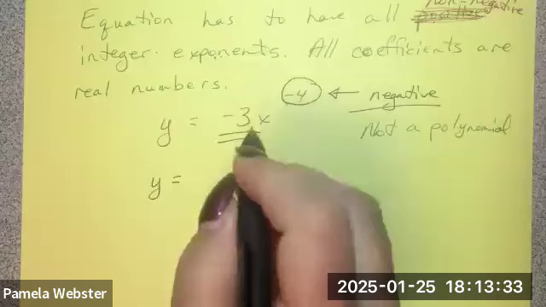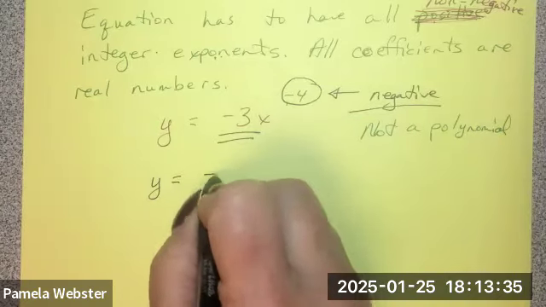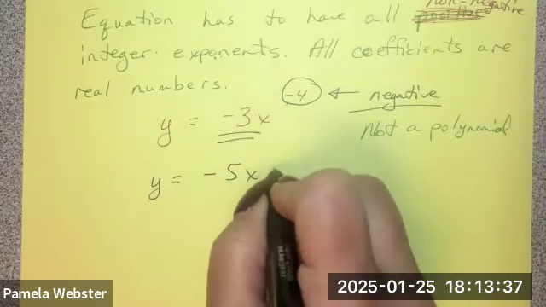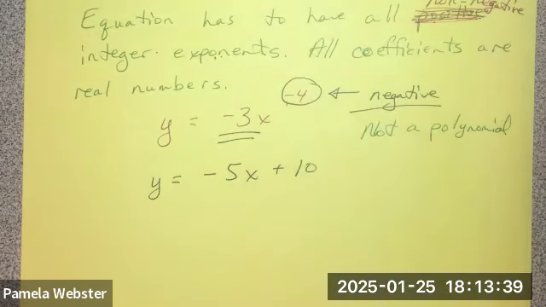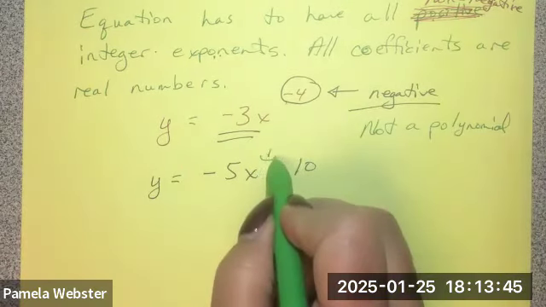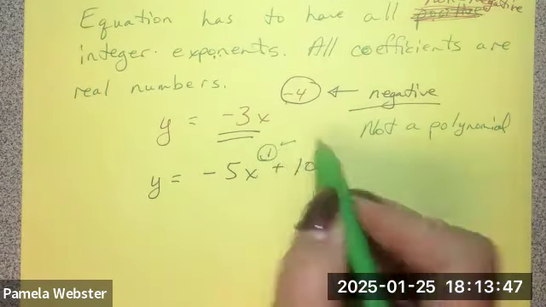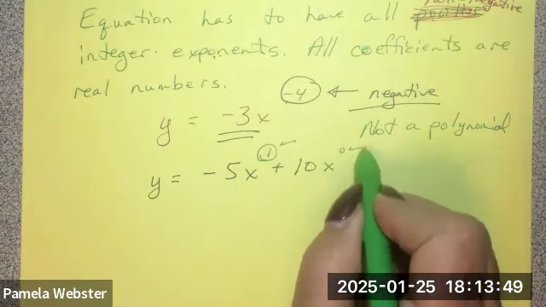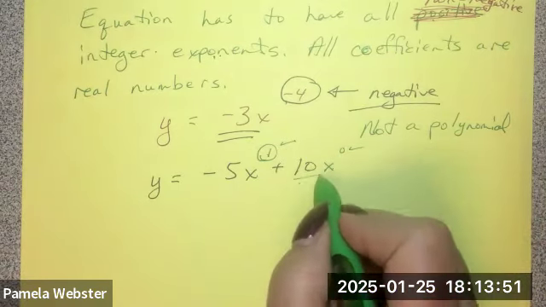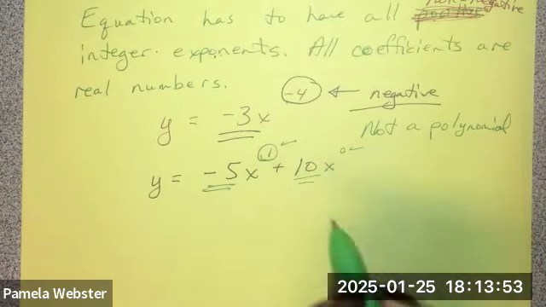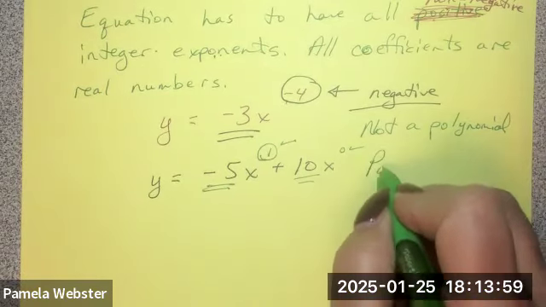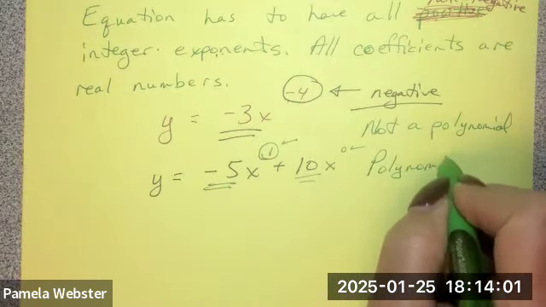Okay. How about this one? Y equals negative 5x plus 10. What do you think about that one? Well, we have an x to the first power here, right? That's okay. This is an x to the 0 power. That's okay. What about these coefficients? Negative 5 and 10. Yeah, those are okay. Those are real numbers. So this guy is a polynomial.